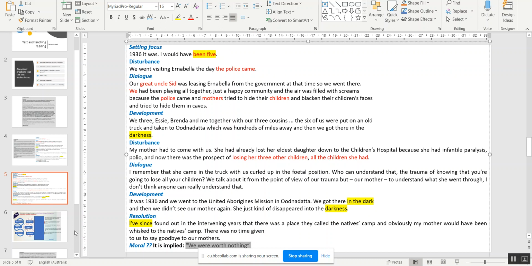And you can ask children or students, what is the moral? And if they don't know, show them some stories where the moral is actually explicated. And now they have to come up with the moral themselves. That's how you teach reading, right? Not by doing what I just did. We were worth nothing. That's implied, right?